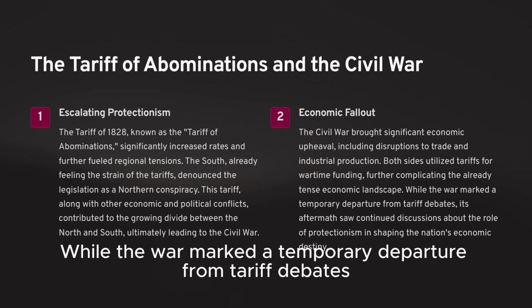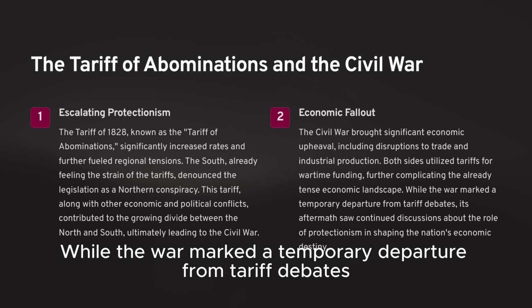Protectionism in the late 19th century. The McKinley Tariff. The McKinley Tariff of 1890, a landmark piece of legislation, raised tariffs to record highs. This move was primarily driven by the desire to protect American industries from growing foreign competition, particularly in the wake of the Industrial Revolution. This period marked a significant shift towards protectionism, as tariffs became a central pillar of U.S. economic policy.